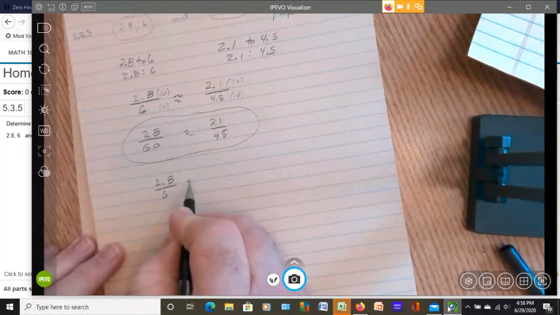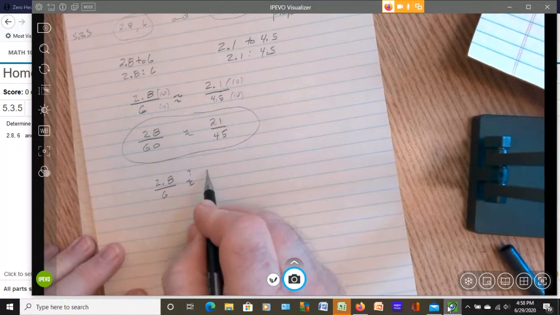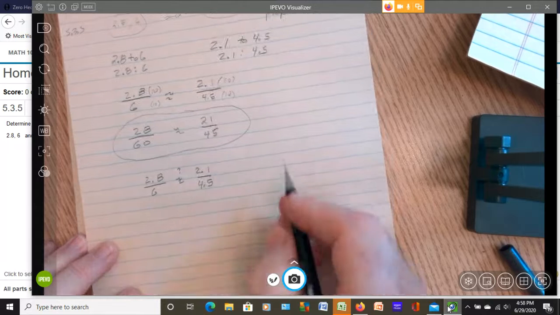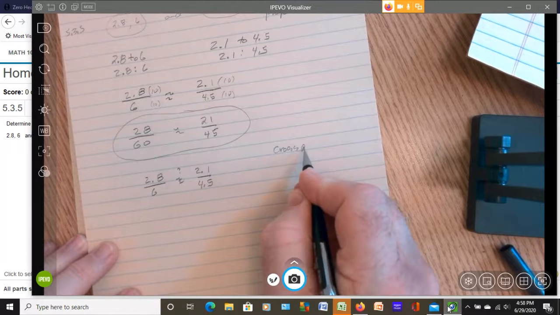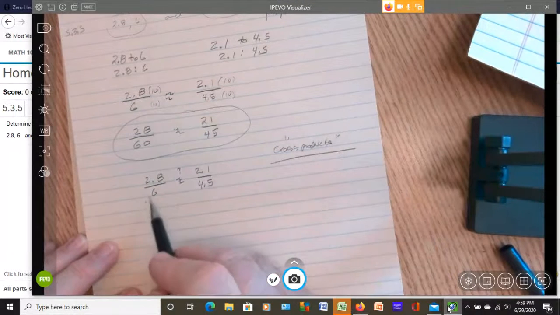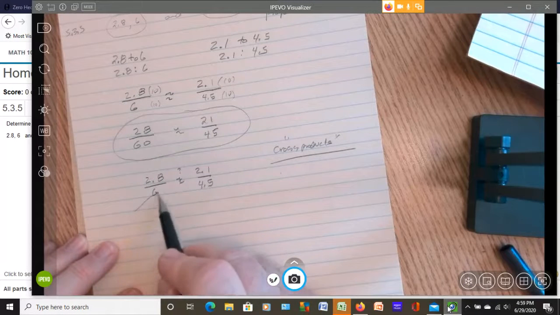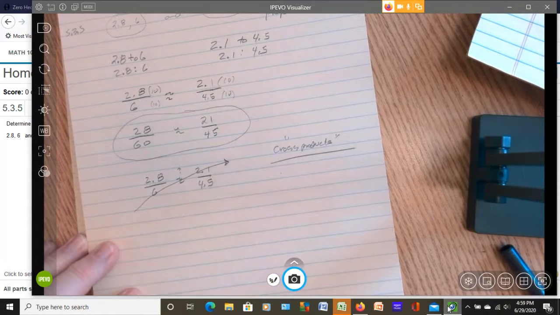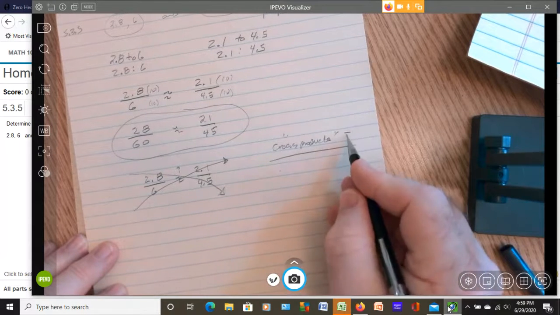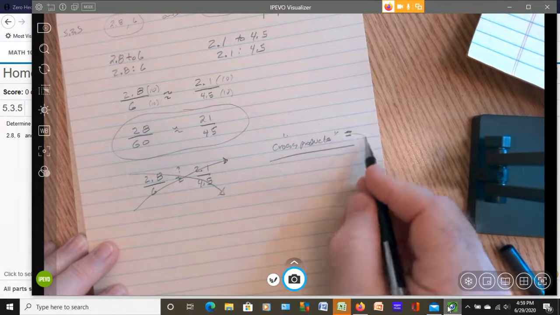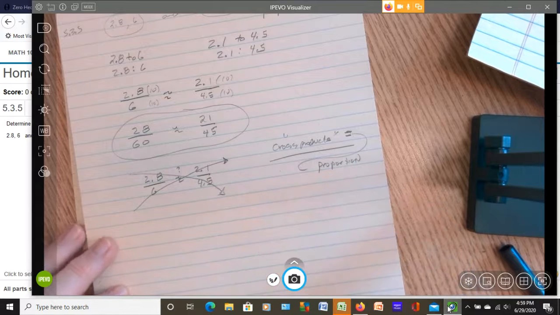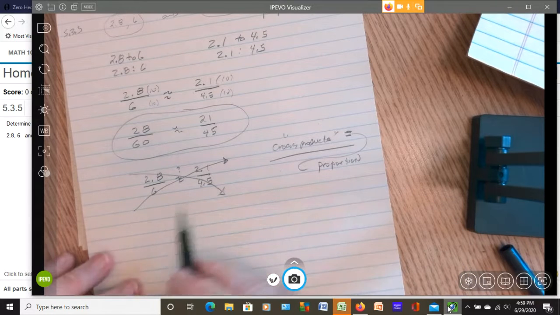You ready? So here's how we're going to solve this problem. The question is, are these things proportional? And what we're going to do is use the idea of cross products. And what are cross products? Well, cross products simply say multiply like this and multiply like this. And if the cross products are equal, then we do have a proportion. We say if we have equal cross products, we have a proportion. You say, okay, well, let's get on with it.